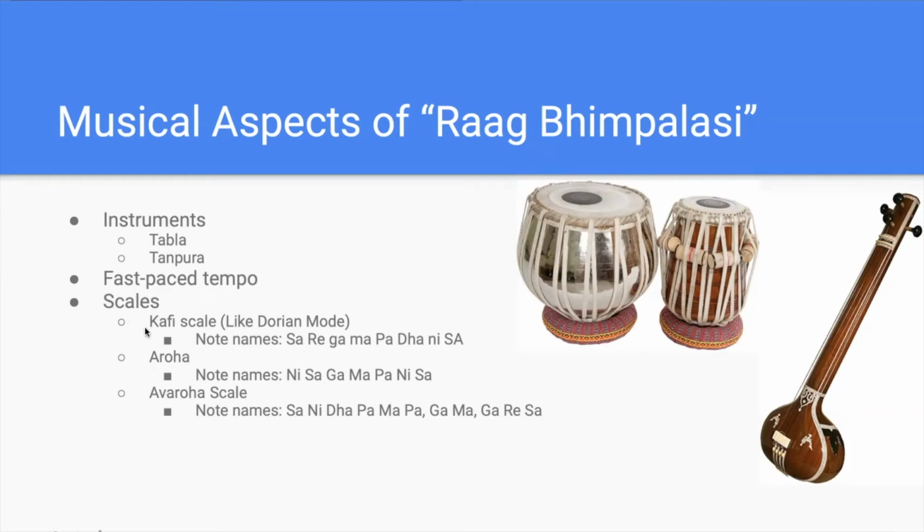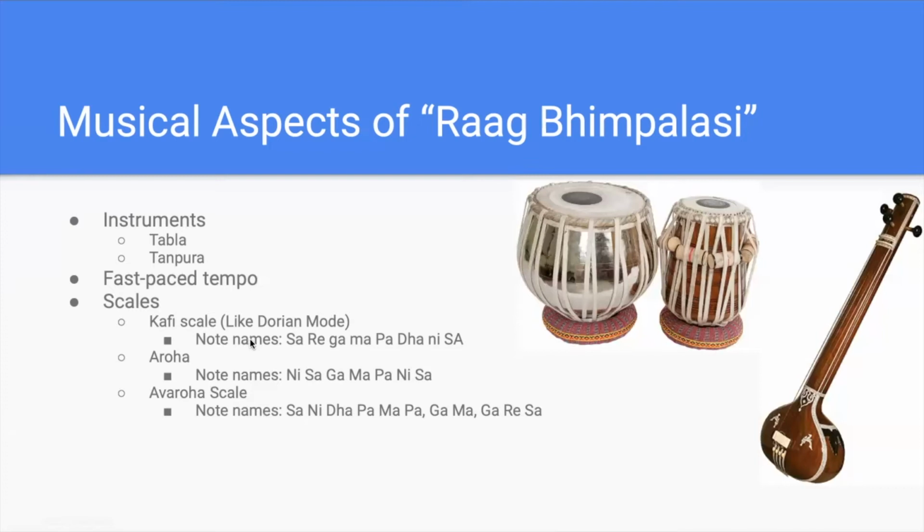The first one is the coffee scale, which is similar to Dorian mode in Western music. If you don't know what Dorian mode is, it's basically if you took the C major scale or any major scale, and instead of starting on do and ending on do, you started on re and ended on re.